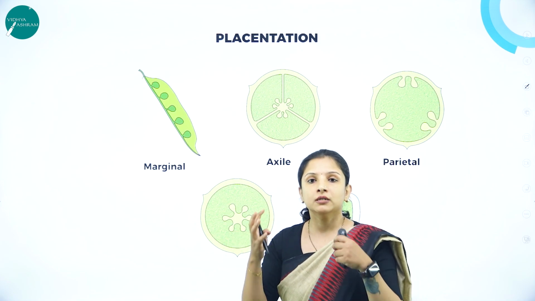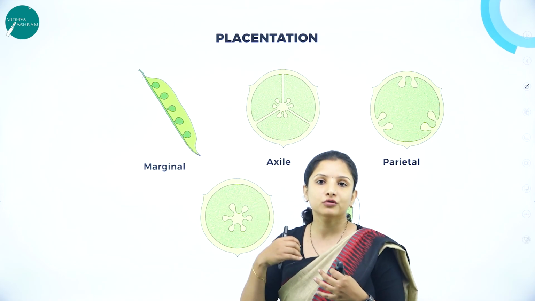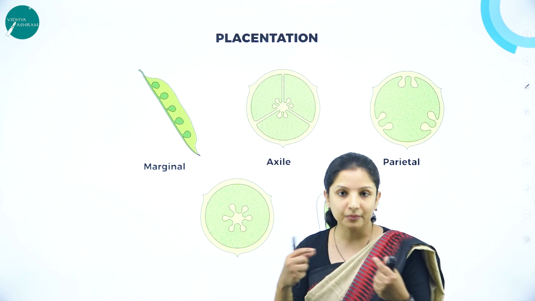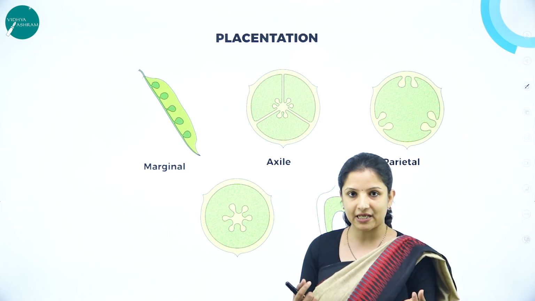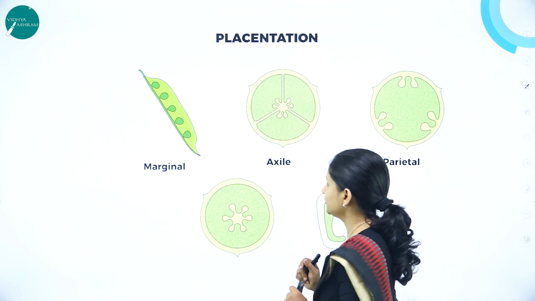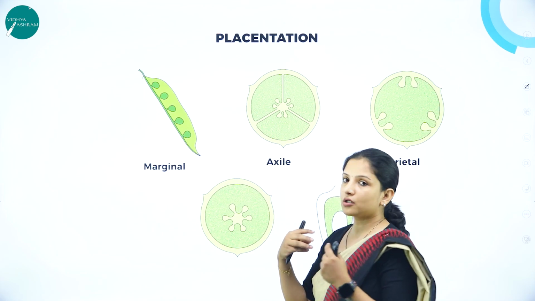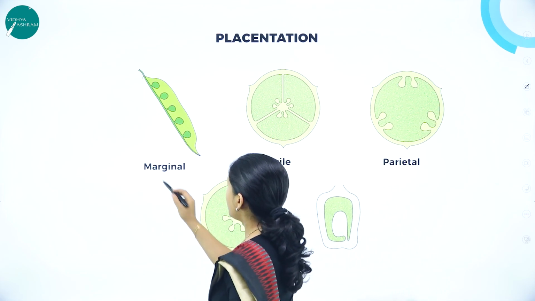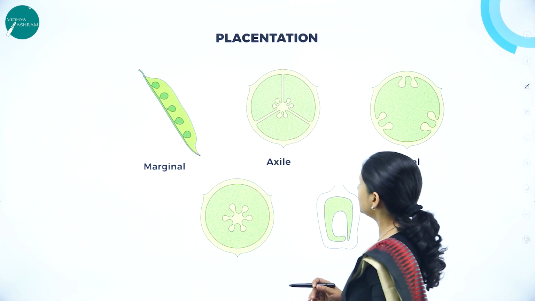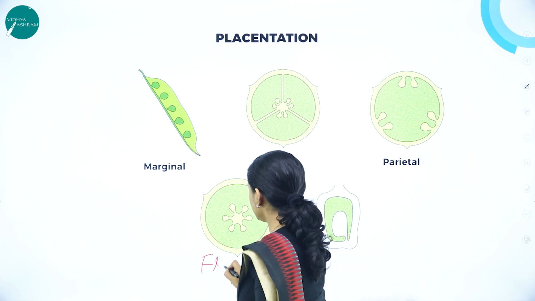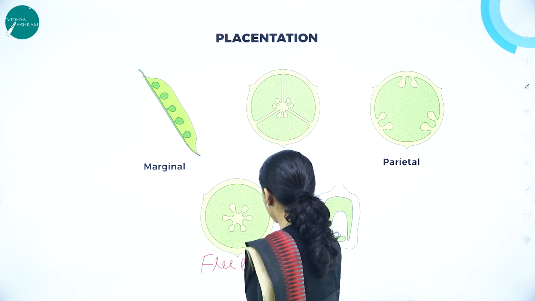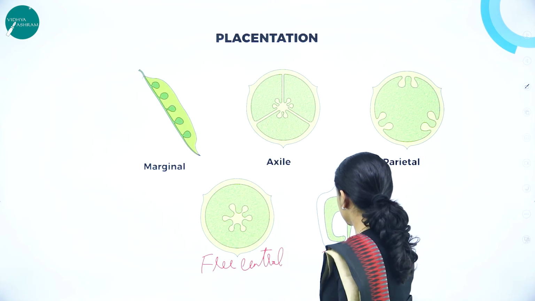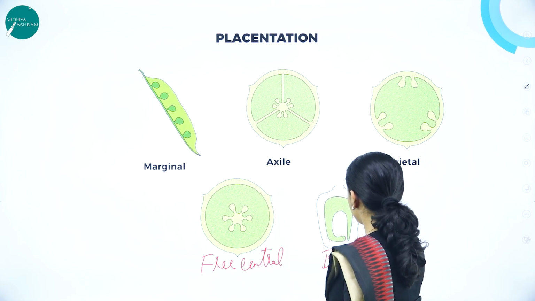Just like how from the mother the food, or the nutrition, goes to the baby through an umbilical cord, which is also called the placenta. The same way it works here as well. Now based on how the ovules are arranged, there are different types of placentation: marginal, axial, parietal, then we have free central and basal.